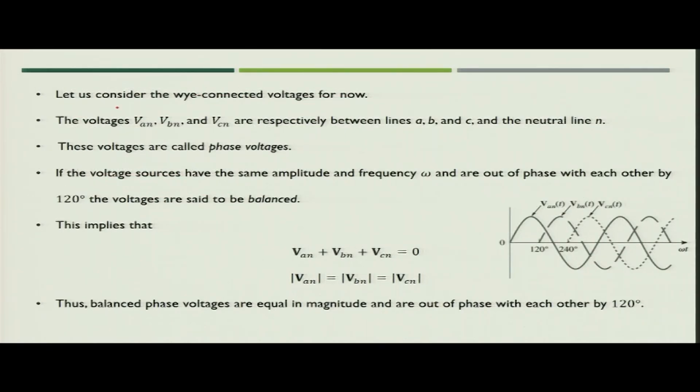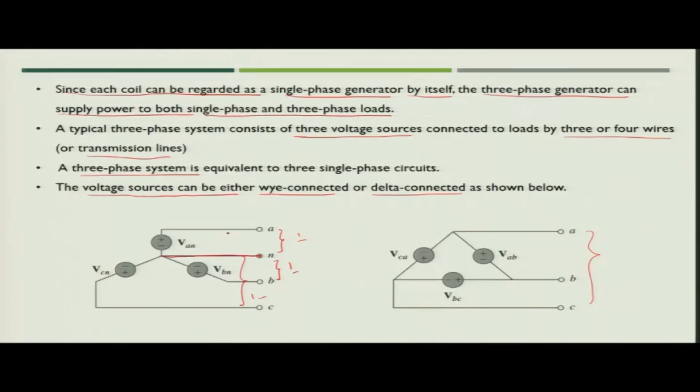Now, let us consider the star connected, that is Y connected, voltage for now. Here we will have phase voltages as VAN, VBN and VCN. These are respectively the voltages between lines A, B, C and the neutral. So, VAN is nothing but the voltage between A and N lines, VBN is between B and N, and VCN is between C and neutral.